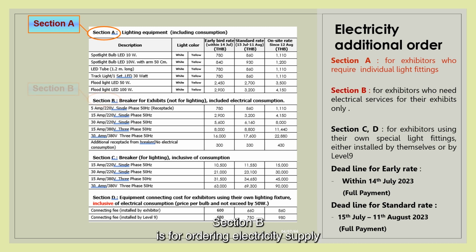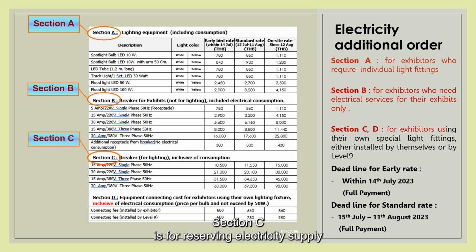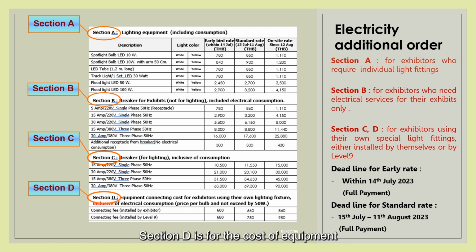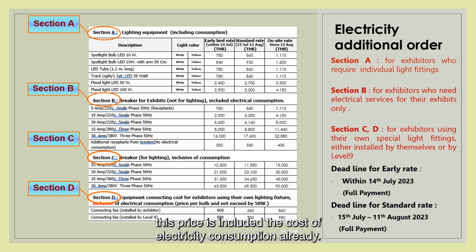Section B is for ordering electricity supply for general electrical equipment that is not lighting systems. Section C is for reserving electricity supply for lighting equipment. Only those who bring in their own lighting equipment will need to reserve electricity supply from this list. Section D is for the cost of equipment and labor for installing lighting fixtures brought in by the exhibitor themselves. This price includes the cost of electricity consumption already.